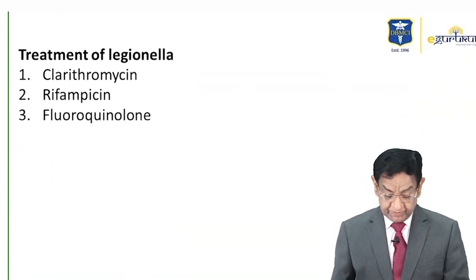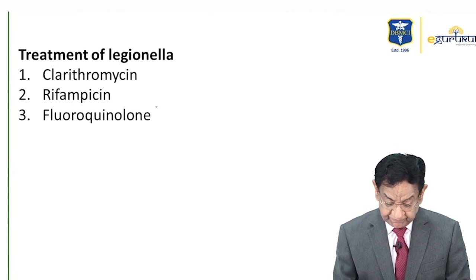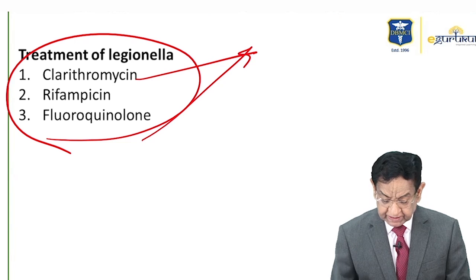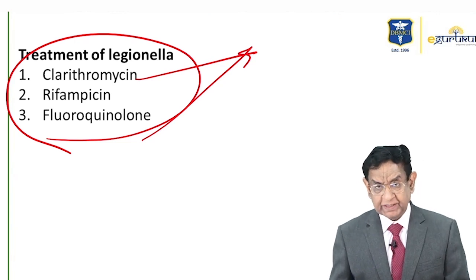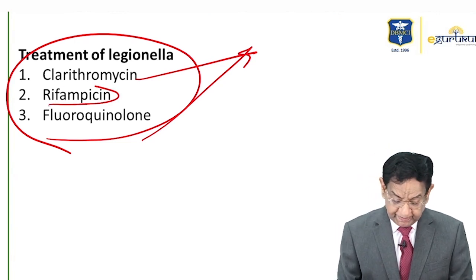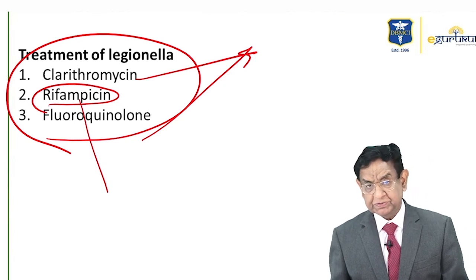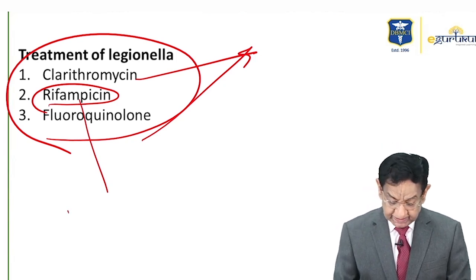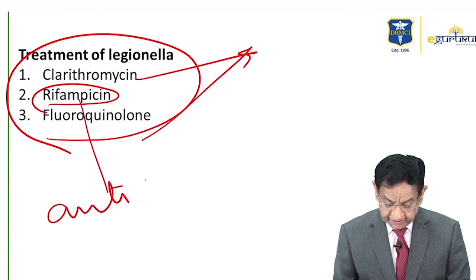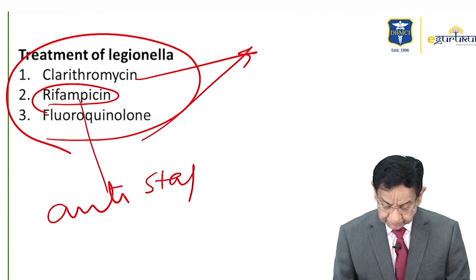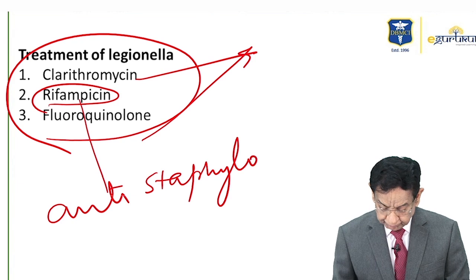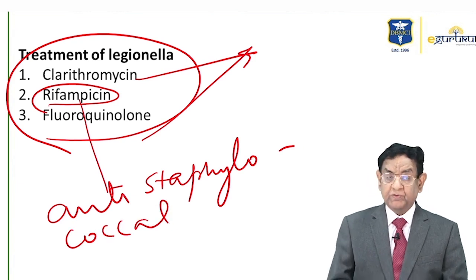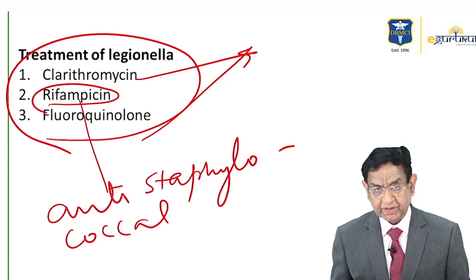Treatment of Legionella, we can use clarithromycin, rifampicin or fluoroquinolones. These two are the traditional antimicrobials for any pneumonias. But point to be noted, rifampicin can also be used. And just to remind you, rifampicin is a very good anti-staphylococcal agent also. Okay, and of course we know rifampicin is used for tuberculosis also.